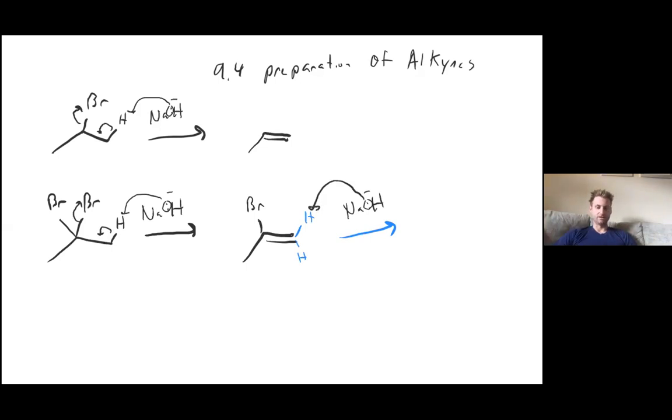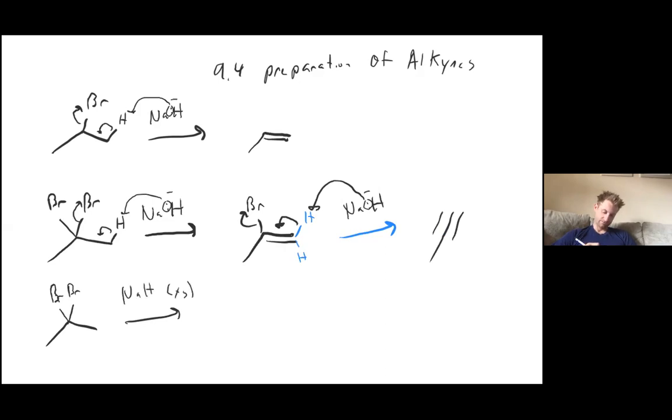It doesn't need to be anti like it does for a normal E2 because they're going to be perfectly aligned either way. So you can do a syn elimination or an anti elimination to make an alkyne, like so. So you could also just write this as excess NaH will get you to your alkyne here.